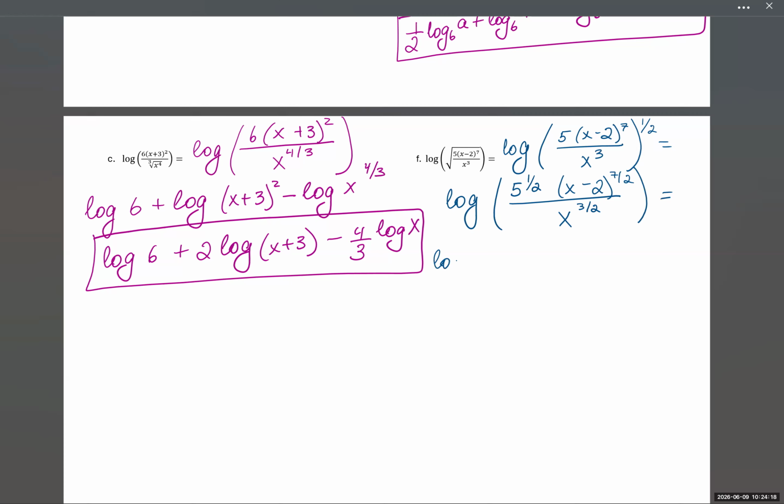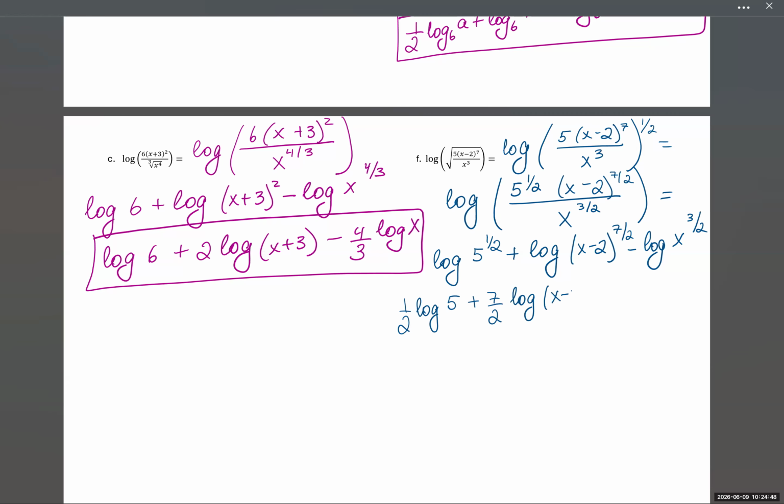Split up the logs. This is log base 10 of 5 to the 1/2 power plus log base 10 of x minus 2 to the 7 over 2 power, and then minus log base 10 of x to the 3/2 power. Put the exponents in front of the log. This is 1/2 log base 10 of 5 plus 7 over 2 log base 10 of x minus 2 minus 3/2 log base 10 of x.